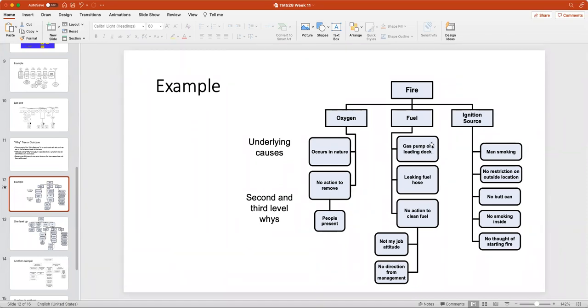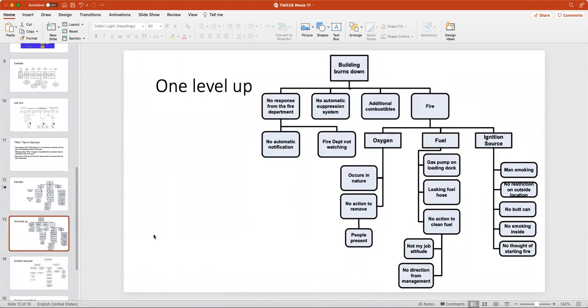Fuel, well, there was a gas pump on the loading dock. The fuel hose was leaking and nobody cleaned up the fuel that had spilled. Well, why not? Not my job, not my attitude, no direction from management. So as you can see, this is kind of how you do it, and you get kind of down to the bottom there. And then you step this up.